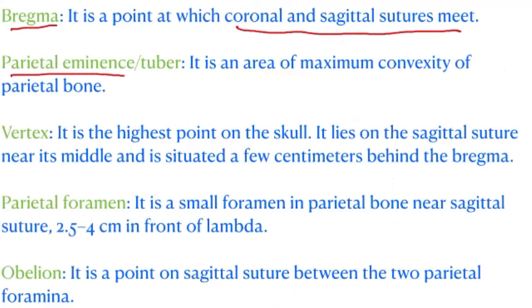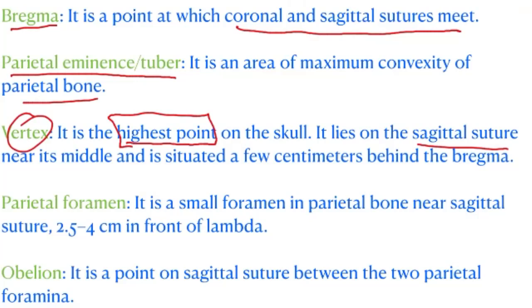And the parietal eminence or parietal tuber. It is the area of maximum convexity of the parietal bone. Vertex. Vertex is the highest point of the skull. In Telugu we call it మాడు. మాడు నొప్పి వస్తుంది, మాడు మండిపోతుంది అని అంటారు. అంటే ఏంటంటే vertex, the highest point of the skull. It lies on the sagittal suture near its middle and is situated a few centimeters behind bregma.